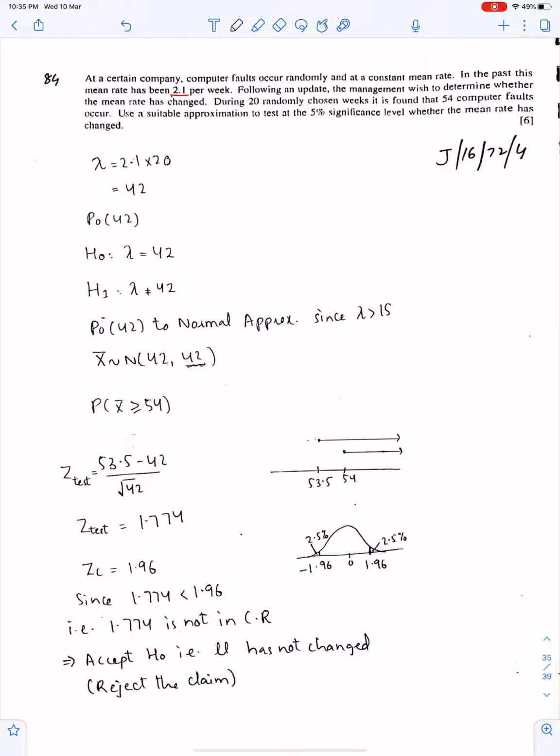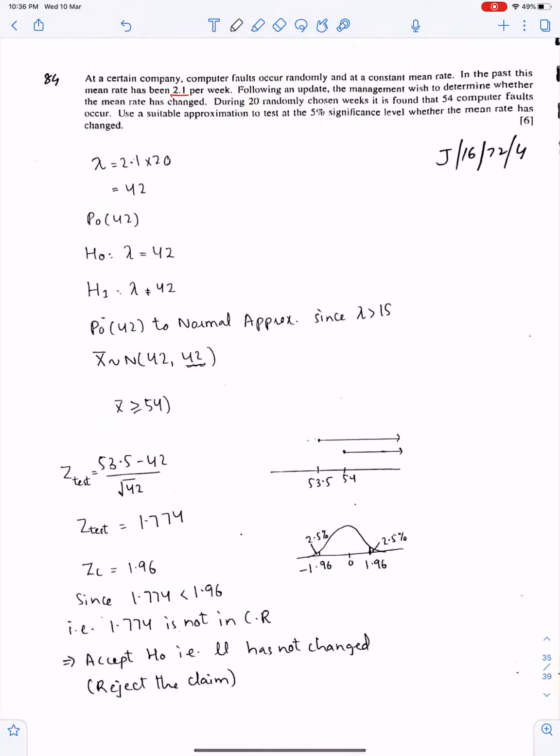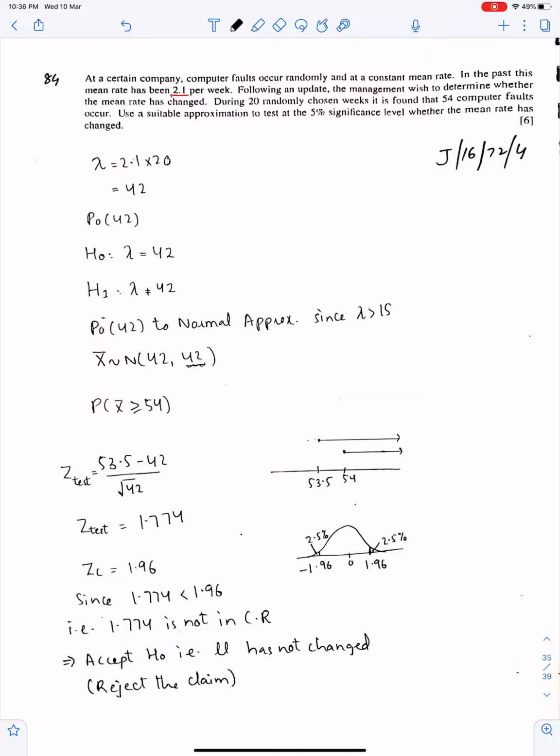Since the test value is greater than mu, see, this test value is greater than mu, so we have to perform this upper tail test. What if the test value was 36.5? Then we would have had to perform this test. That is why I'm taking 53.5. This thing is very important.